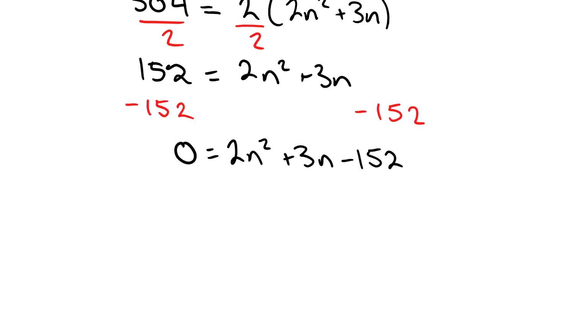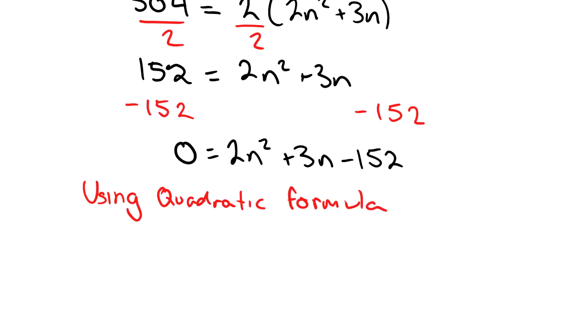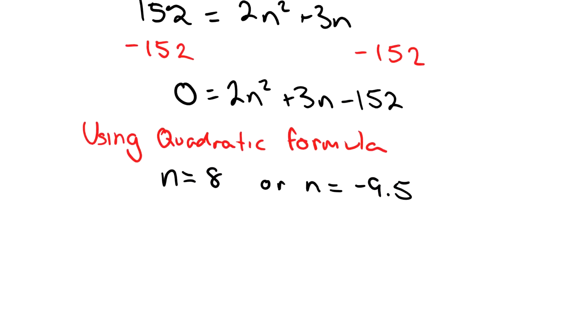Alright, so there's two ways to solve this. You can either break it down yourself by factorizing, or you can use the quadratic formula. I'm going to use the quadratic formula. I'm not going to do the working on here because you should have a solid understanding at this point how to use that. So I'll write a note: using quadratic, we know that n equals 8 or n equals negative 9.5. Because we're not having negative term numbers, we know our answer is 8, n equals 8.